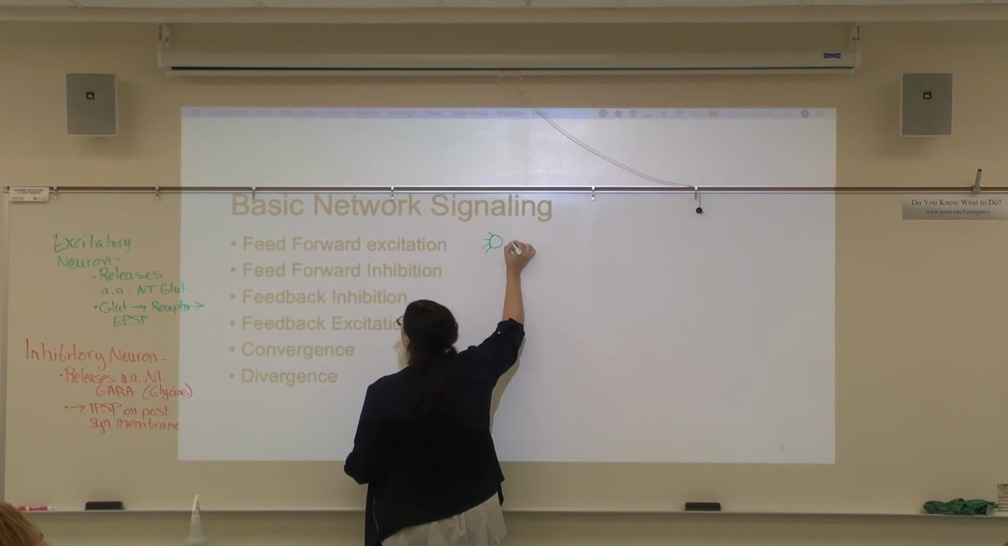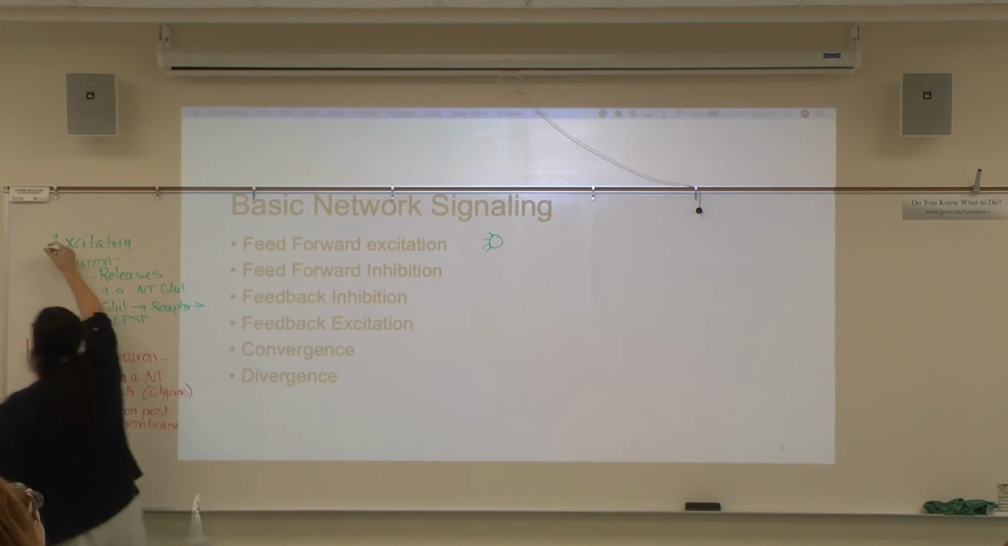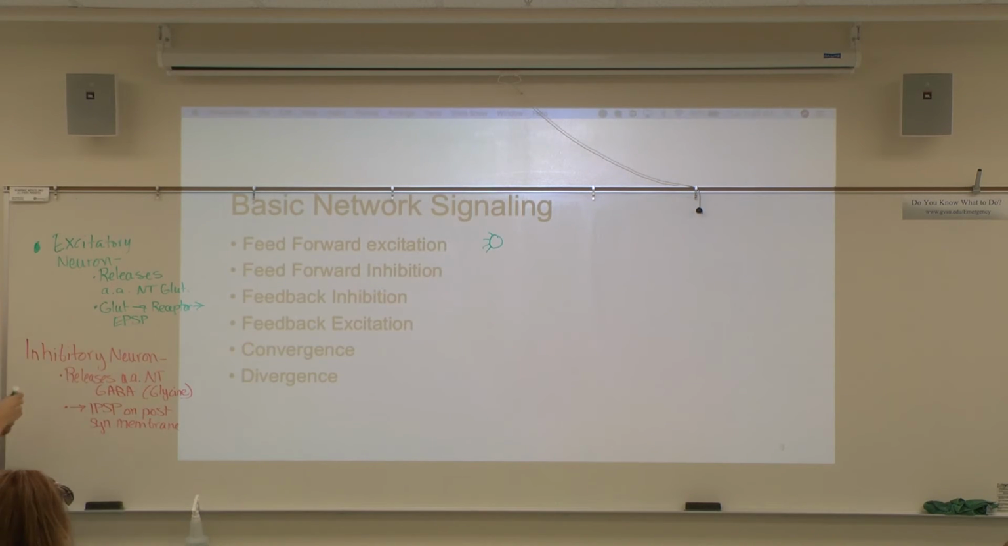So I'm using this color code here, right? Excitatory neurons in green. Is anybody red-green colorblind? No? Are you? Can you see it still? Can you tell the difference? I can, yeah. If I sit here, it should be fine. I'll do a square shape for the inhibitory neuron.